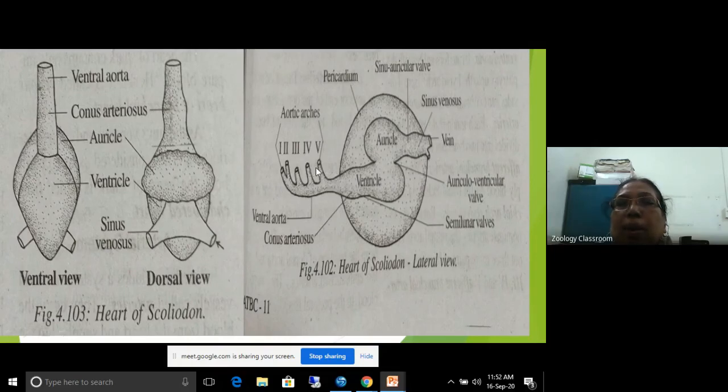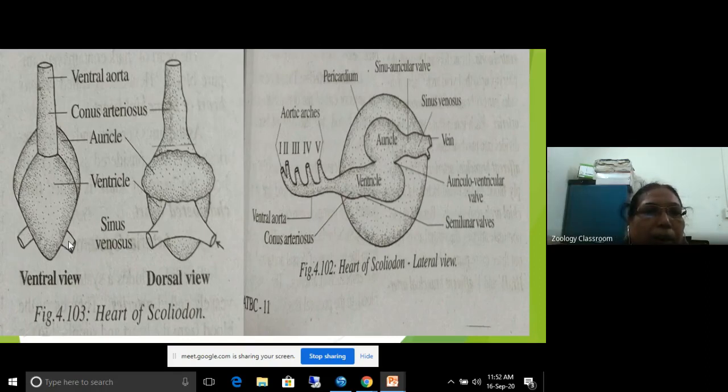These are called afferent aortic arches. Then blood passes to the gills, and from the gills it is collected by the efferent vessels, and from the efferent then passes towards all body parts. So this is the lateral view. Then this is the ventral view.